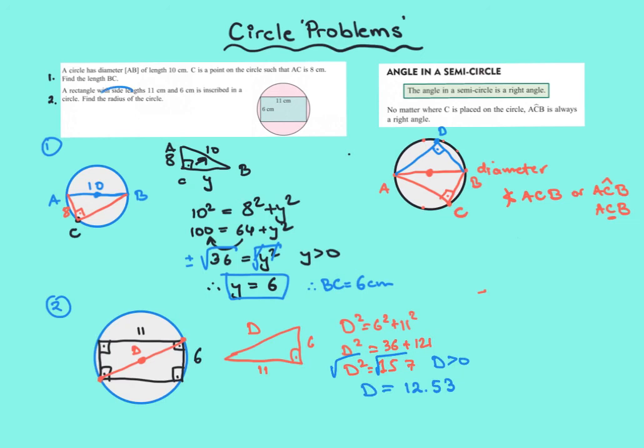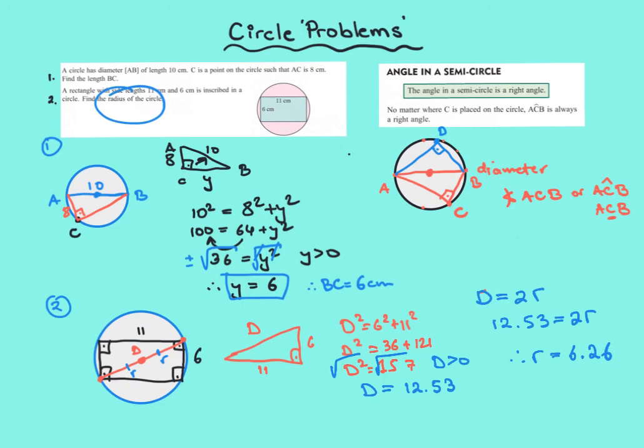However, the question is asking to find the radius. So we do know that this diameter is equal to 2 times radius. So this part here is radius, this part here is radius. So if we have 12.53 approximately is equal to 2r, therefore divide both sides by 2, r or radius is going to be equal to 6.26 approximately.